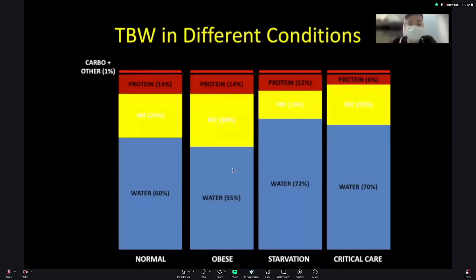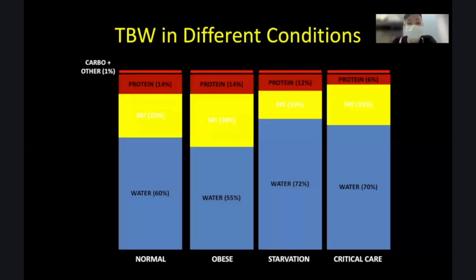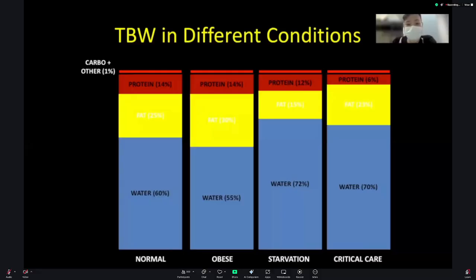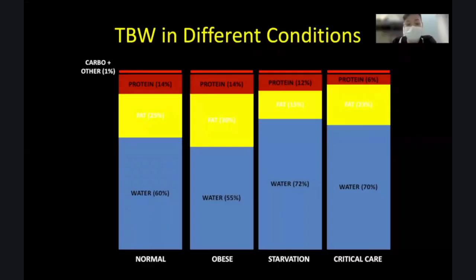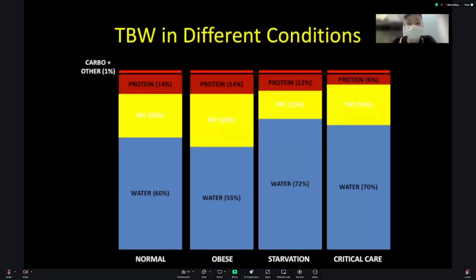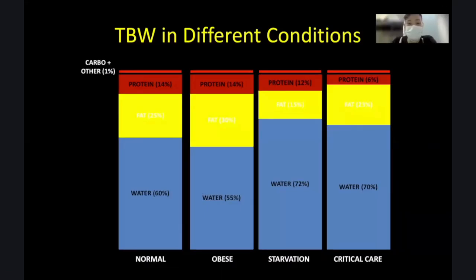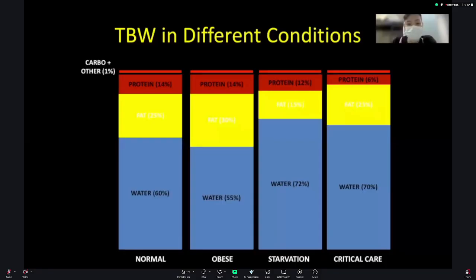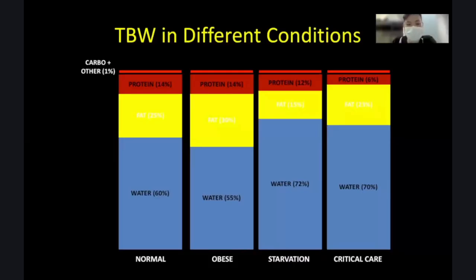For the obese patient, it's self-explanatory: the fat content increases in comparison to your water. That is why there is a decrease in the total body water of around minus 5%. But of course, it depends on the severity of the obesity. We all know how to compute that: obese type 1, obese type 2.